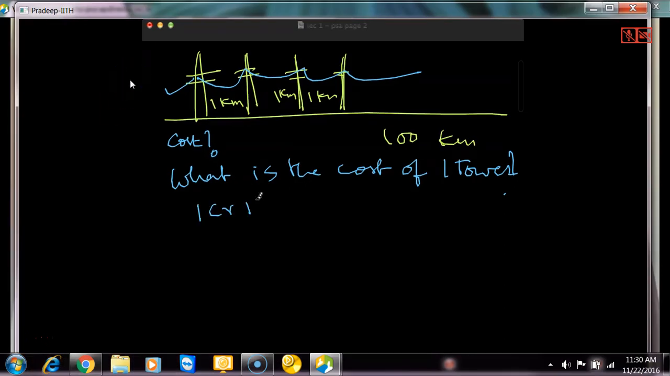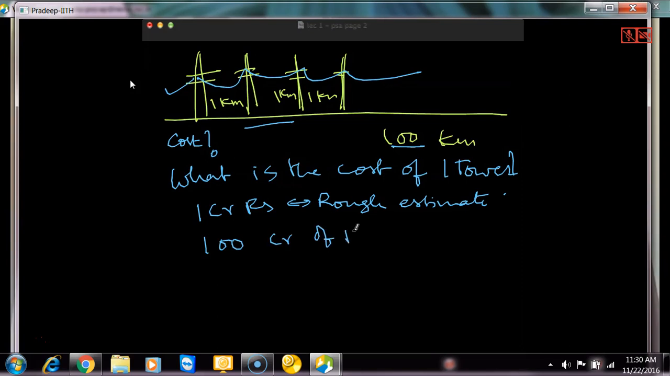This is again just a rough estimate. So to construct a 100 kilometer line, you have 100 towers. So approximately you will get 100 crores of investment. This is again a typical value.